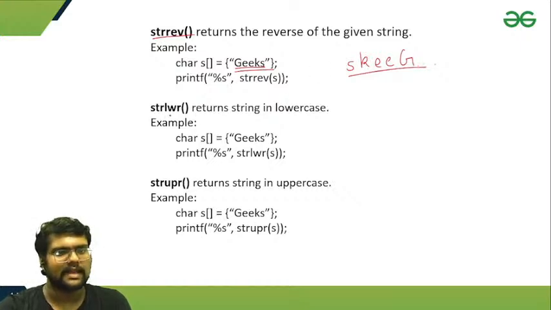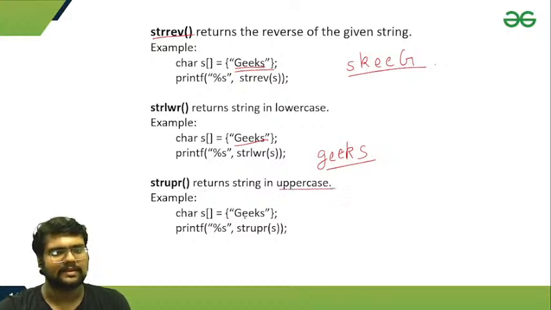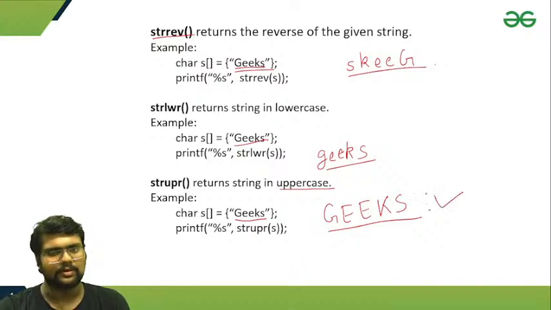Then we have strlwr. It will return the lower case of this string. So GEEKS, okay, it will return the lower case of it, so it will be geeks. So this will be our output. Then we have strupr. It will return the string in uppercase. So if we have given geeks, it will return the output as G capital, E capital, E capital, K capital, S capital. So this will be our output.